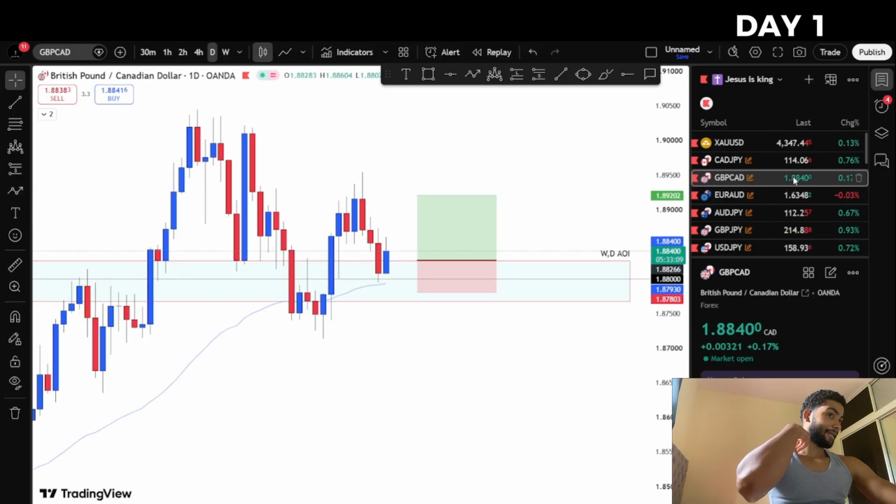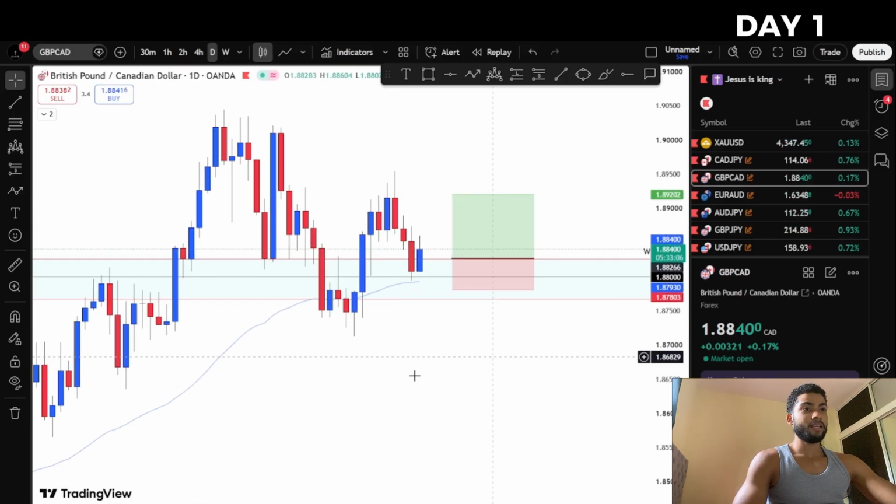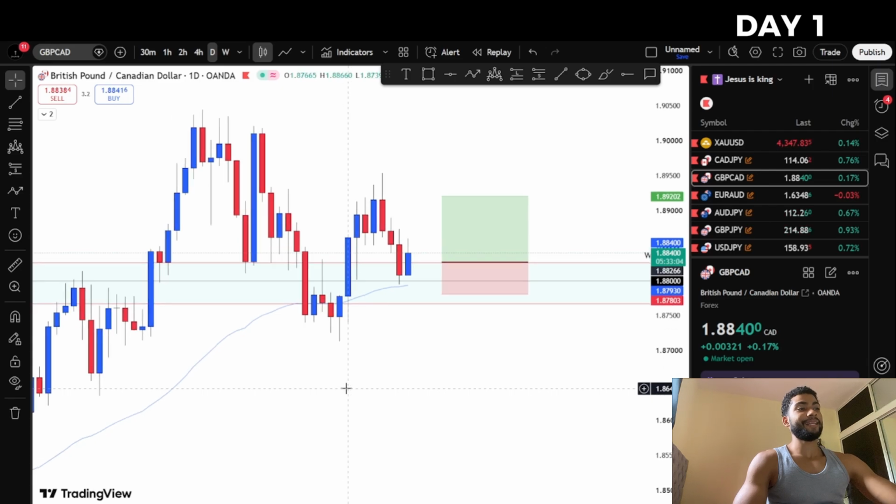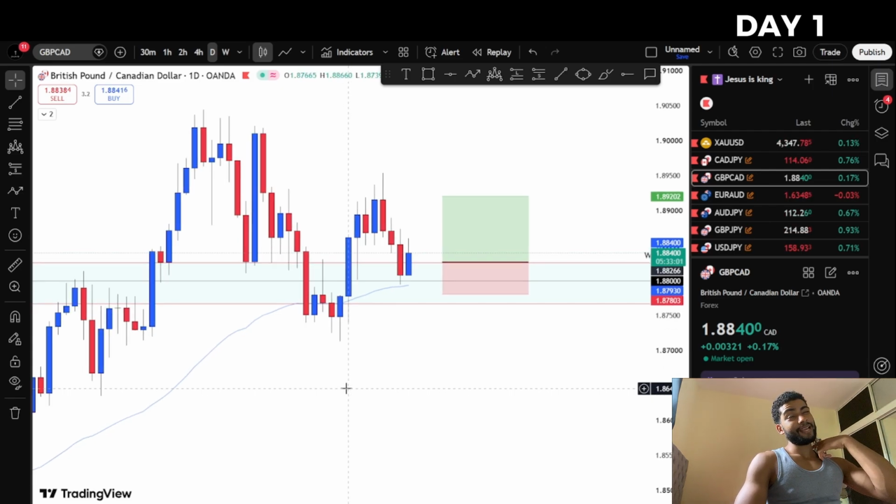And then the next market that I'm going to be trading is GBP CAD. I've been looking at this market for almost a month, I think, and I haven't gotten my entry. I could be looking at the market for a whole month or 2 months, for example. And if I don't get all my confluences checked off, I will not take the trade.